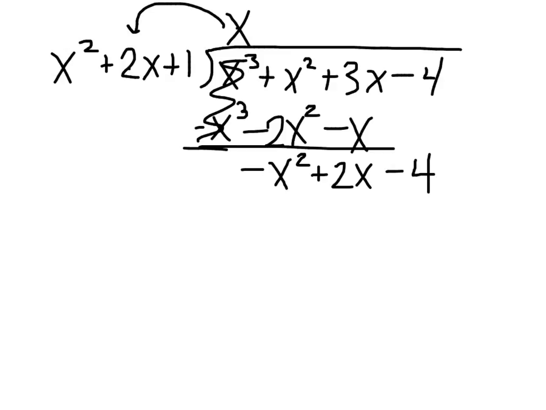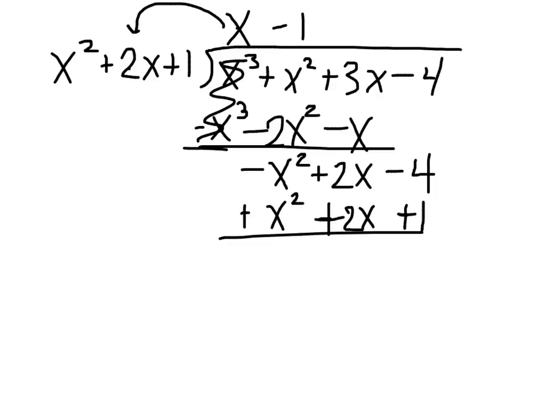And start over. What times x squared gives me negative x squared? Negative 1. Again, you need to multiply that by everything on the outside. So that's negative x squared minus 2x minus 1. Draw your lines, switch your signs, add straight down. What happens with the squareds? They cancel. What's 2x plus 2x? 4x. What's negative 4 plus 1? Negative 3.